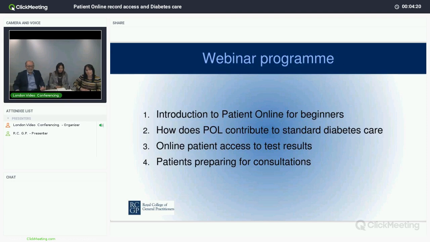So this is how we're going to go about it. We're going to quickly run through what Patient Online is for those of you who may be new to record access in particular. Where does it fit in with standard practice diabetes care? A very important reason why patients want to see their records and why they benefit is they can see the results of their lab tests, and we'll explain where that fits in to patient care. And by seeing the results, patients can come to consultations prepared with more knowledge and understanding of their own health than they'd otherwise have.